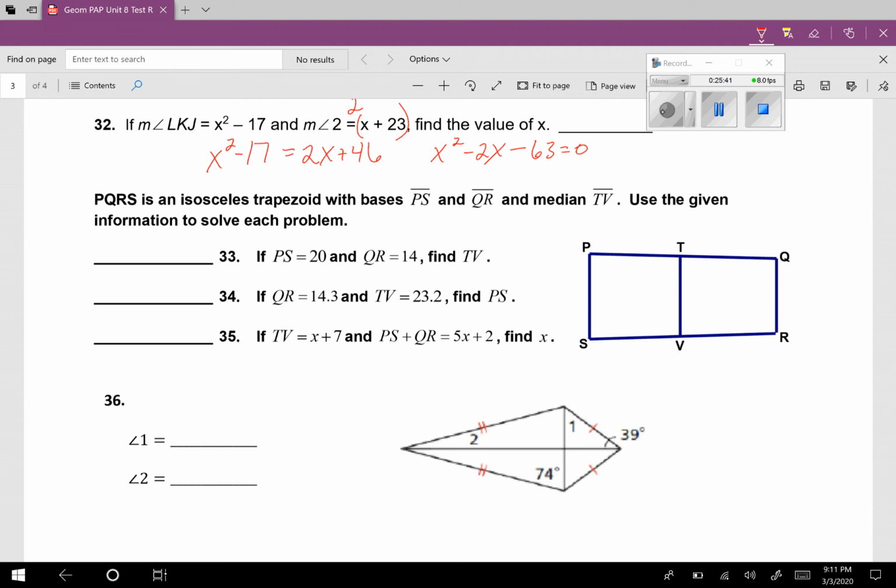So we have 14.3 plus some number. When you divide it by 2, it's going to give you 23.2. So then just go ahead and solve this for x there. Okay, TV is this. PS plus QR is that. So we have 5x plus 2, that's them already added, divided by 2, is equal to x plus 7. Okay, again, just solve this for x, and then you will find what you need.